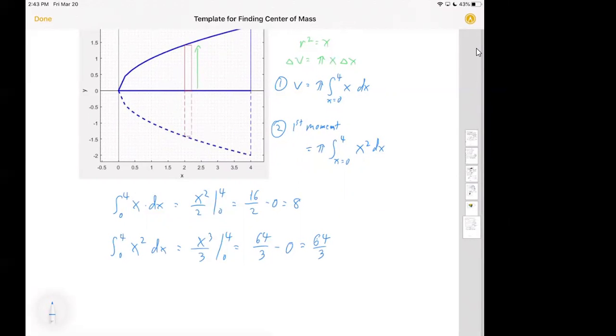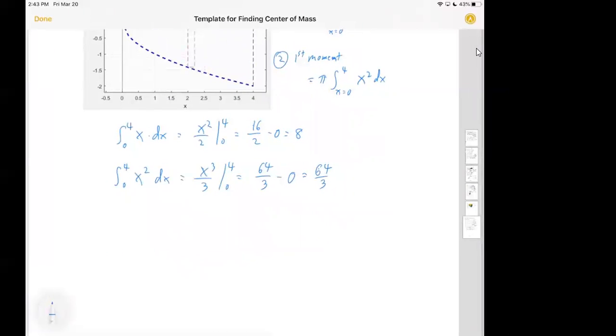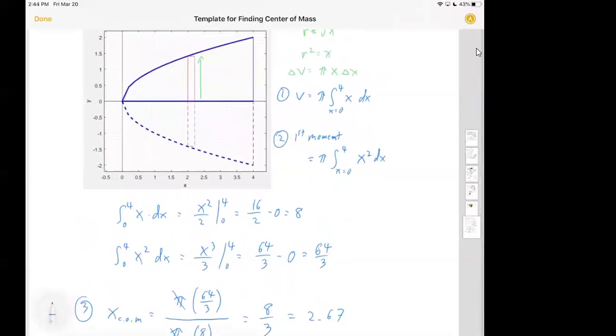So now we're ready for step 3. The x position for the center of mass will end up being the numerator integral, which would be pi times 64 thirds, over the volume integral, which is 8 pi. So you can see the pi's will cancel, and we're left with 8 thirds when we do the division, which comes out to be 2.67 in decimal form.